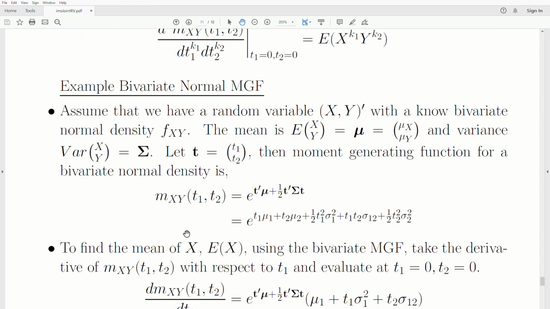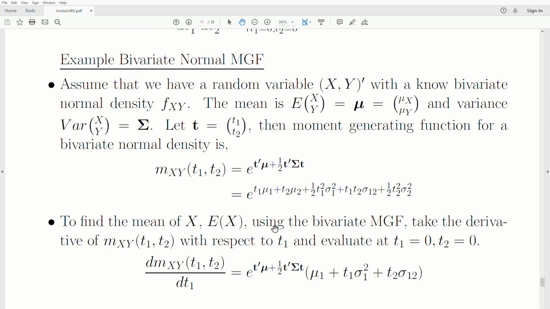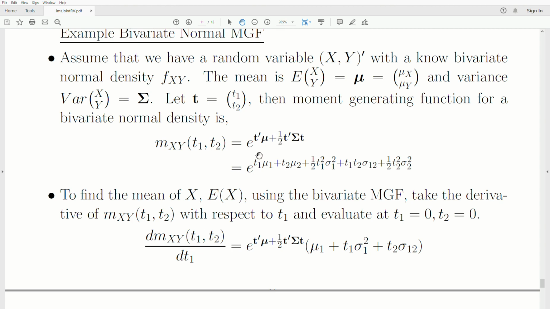Now, to find the mean of X, the expected value of X, we use the bivariate moment generating function, take the derivative of it with respect to t1, and then evaluate it at t1, t2 equals 0. So the first derivative of this, notice it's an exponential function, so we get it back. And the chain rule says take the derivative of the exponent with respect to t1. So here we get mu1, that's 0. The 2 comes out front, we get t1 times the variance of X. Here we get just t2 times the covariance between X and Y. That's constant. So this is it.